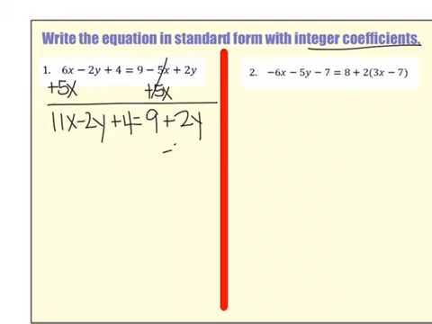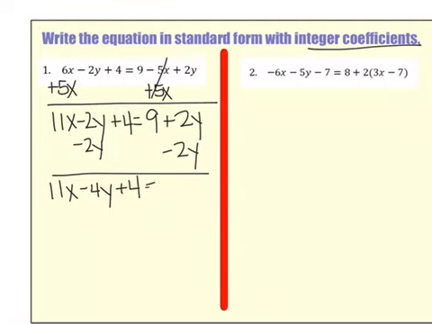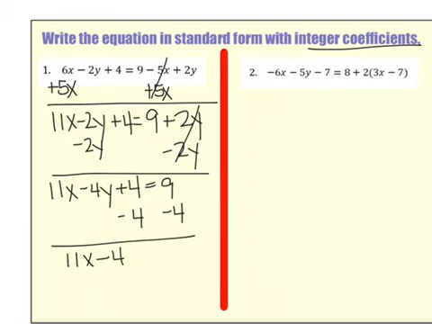Since this is a positive, I'm going to subtract, and I'm going to put that underneath the y's since those are like terms. So I still have 11x. A negative 2y and another negative 2y gives me a negative 4y. Plus 4 is going to equal just the 9 now. And now I need to get the constants, or the numbers without the variables, onto the same side. So I need to subtract 4. So I get 11x minus 4y is going to equal 5.